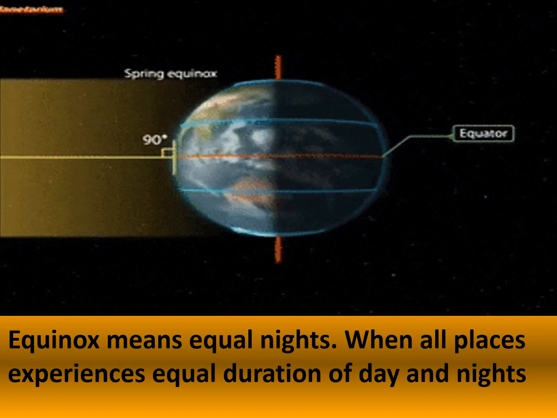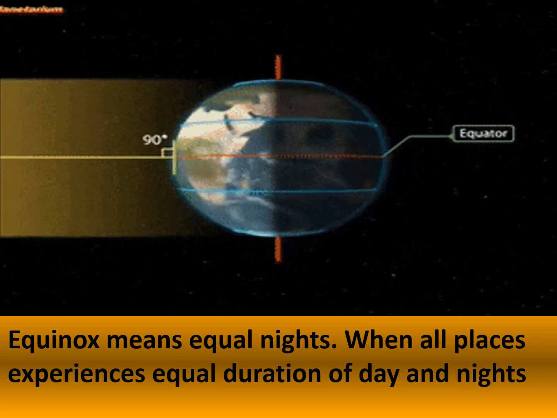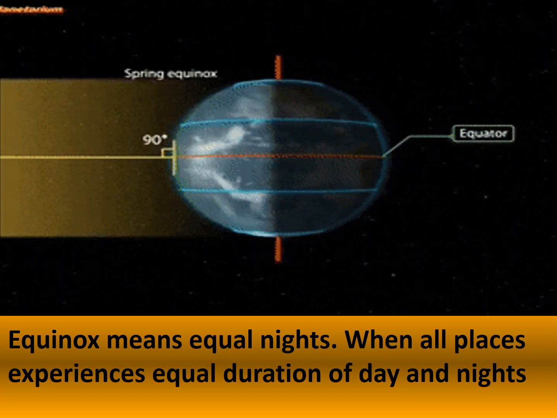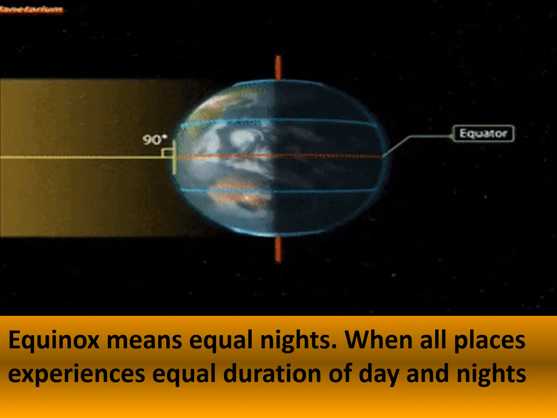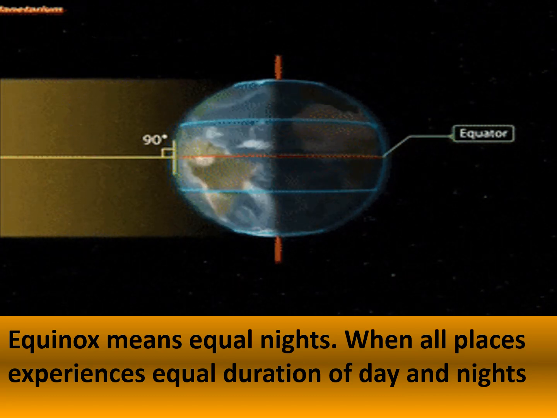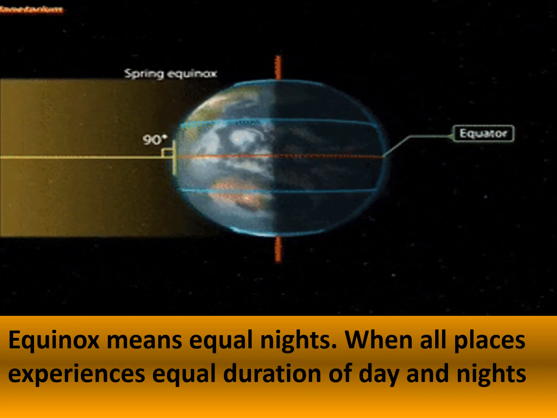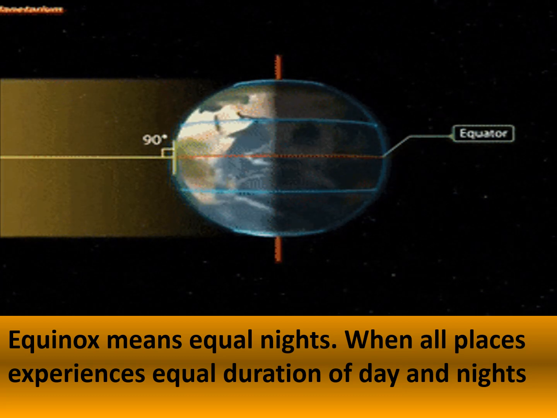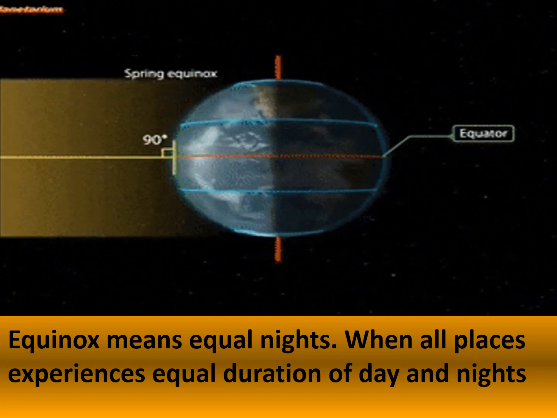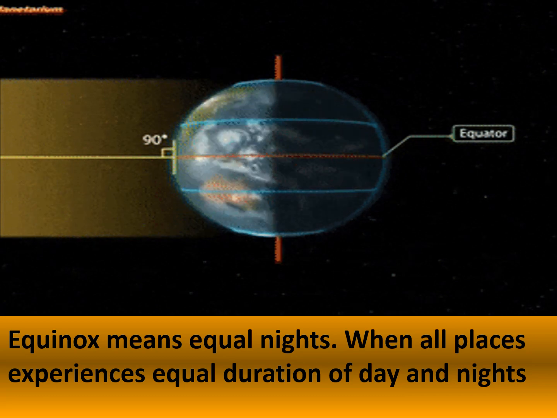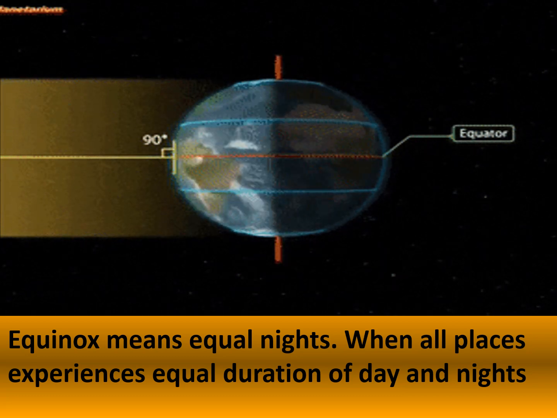Equinox. Equi means equal and equinox means equal nights. When all places or both hemispheres experience equal duration of day and night, and on the equator the sun is directly at a 90-degree angle, this is called the equinox.